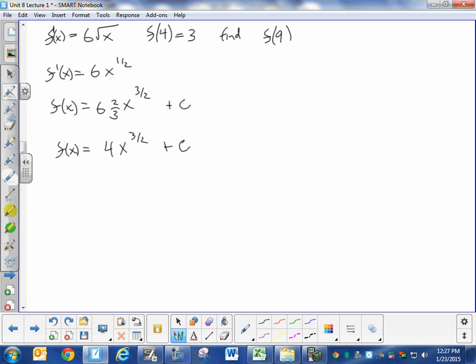You don't need your calculator to find 4 to the 3 halves. Or 9 to the 3 halves. This is negative 29.